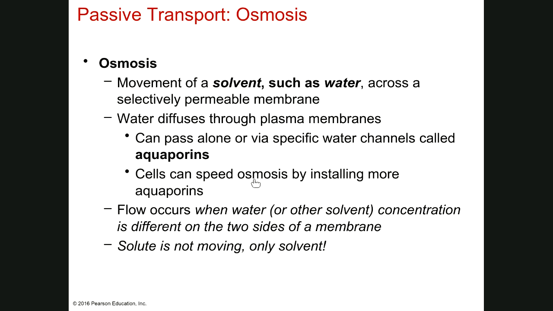Osmosis is the second type of passive transport, actually third. We mentioned filtration, but for our purposes, we're really focusing on simple diffusion and osmosis. Pay special attention to osmosis because students do tend to have some misunderstandings about this.